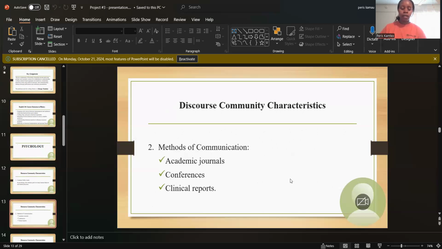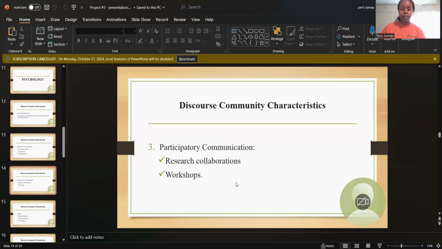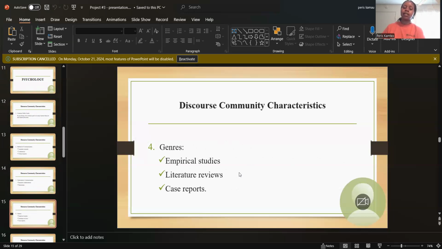Number 2, participatory communication in psychology is achieved through workshops, conferences, and clinical reports. Number 4, we have journals. This one includes empirical studies, literature reviews, and case reports.